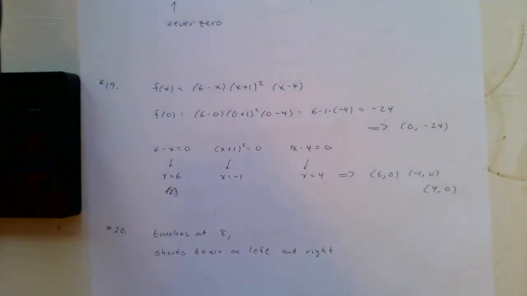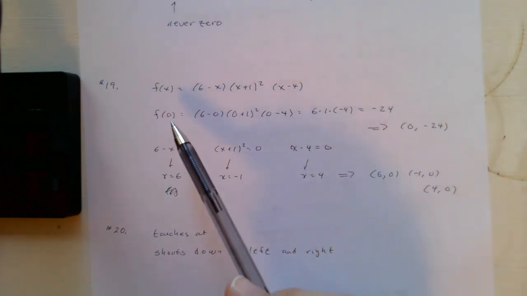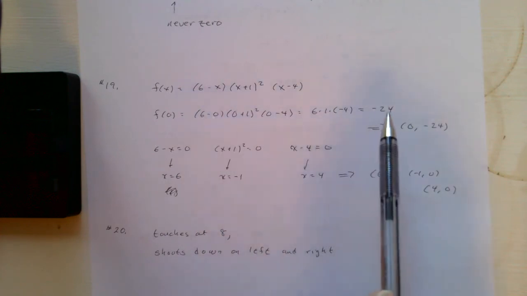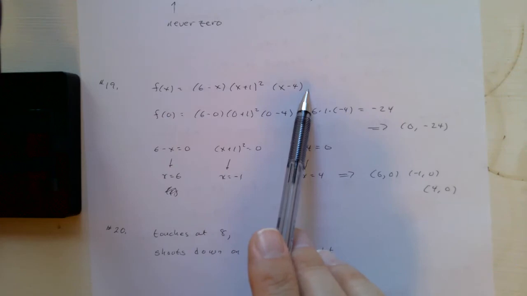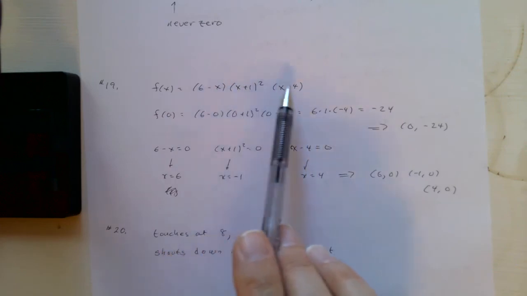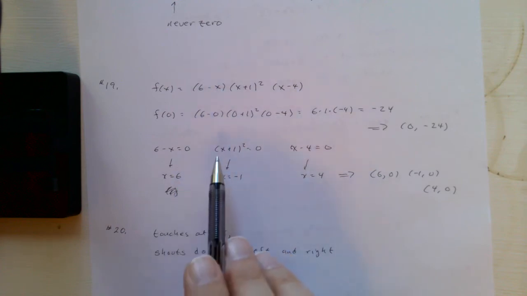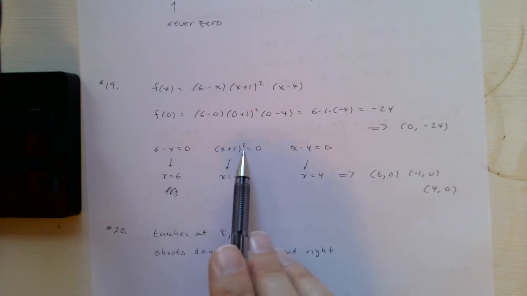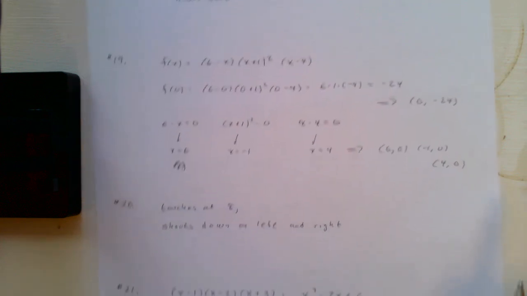Number 19, finding the x and y intercepts. You just had to do the usual thing. To find the y-intercept, you plug in x equals 0, and you get negative 24. So this is your y-intercept. And then to find the x-intercepts, you set this whole function equal to 0. The only way that can happen is you have to set each factor equal to 0. If you set this factor, x minus 6, equal to 0, you get 6. Set x plus 1 squared equal to 0. You don't have to multiply this out. Obviously, this means x plus 1 has to be 0, so x is negative 1. And if x minus 4 is 0, x has to be 4. So these are the x-intercepts.